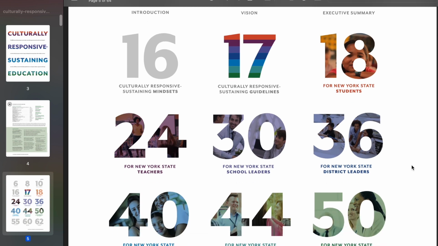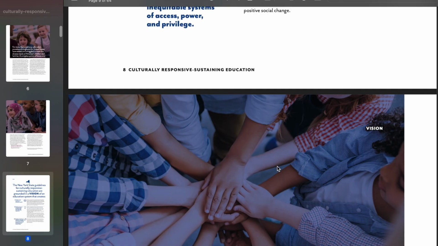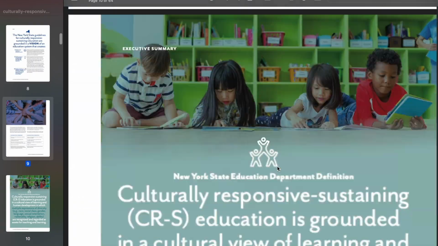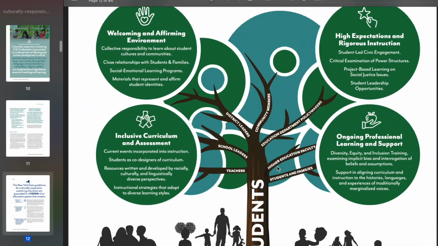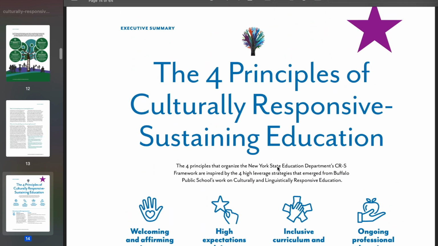And then you'll see it's broken down by section into what this looks like when, for example, a student does it, a teacher does it, a school leader. So it gives all these stakeholder groups and tells you exactly what this looks like for each person to be culturally responsive and sustaining in their educational practice. The first thing I want to talk about, and there are all these beautiful graphics, is the 4 principles of culturally responsive and sustaining education.